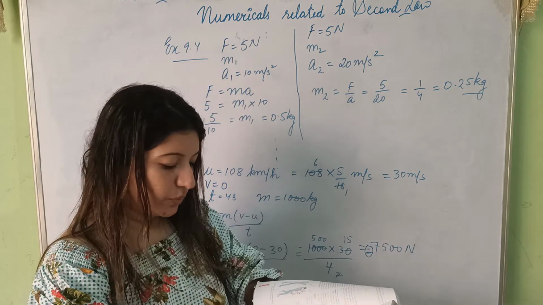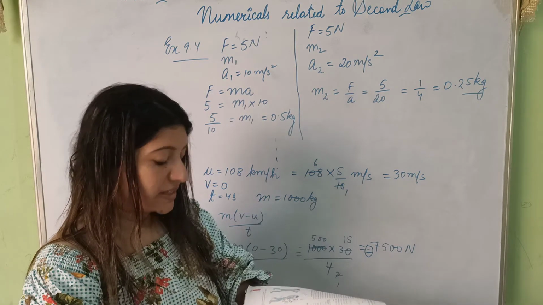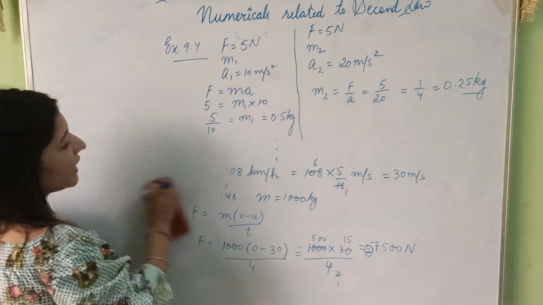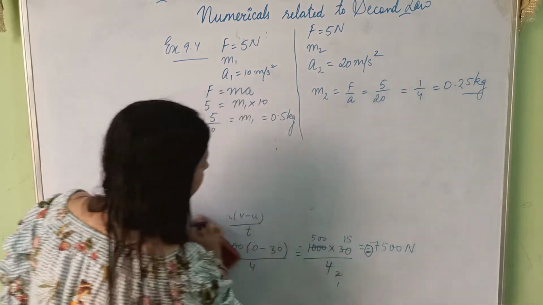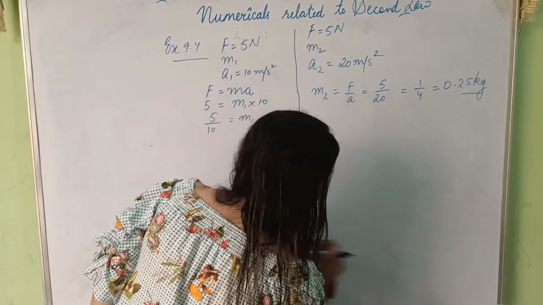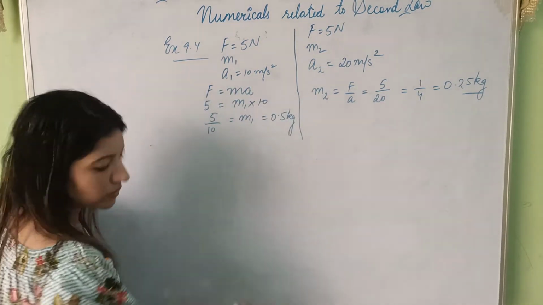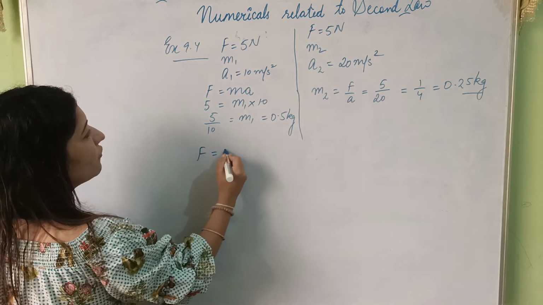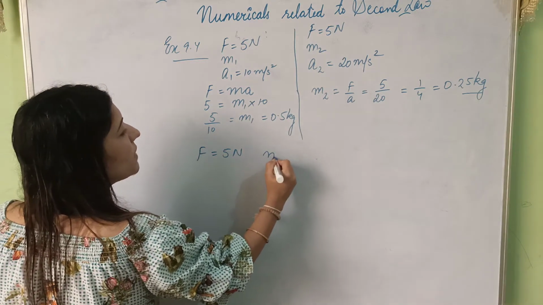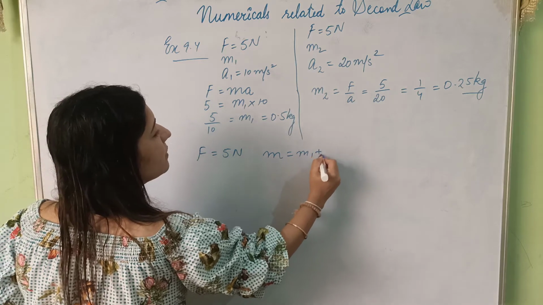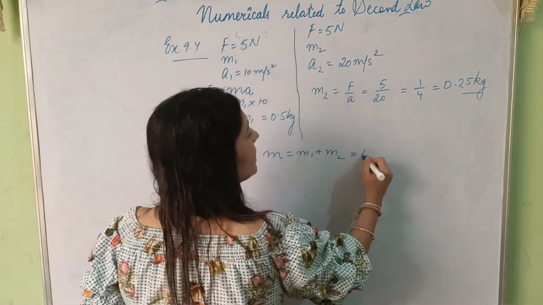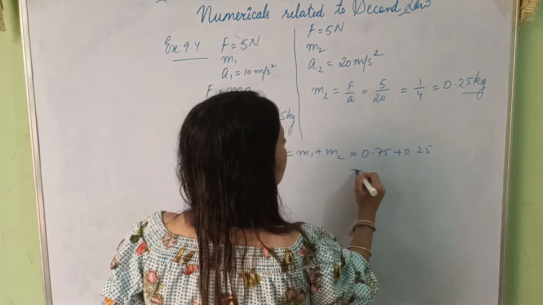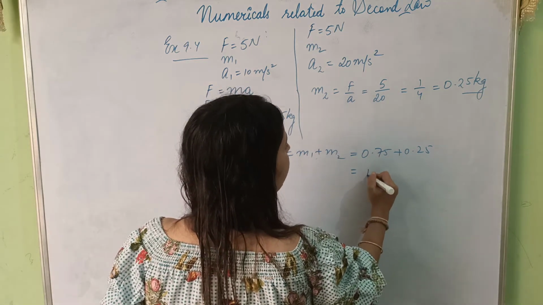Now, what is the question? What acceleration would it give if both the masses were tied together? You need to find the acceleration when we are adding both the masses. Your new mass is m1 plus m2, and you need to calculate the acceleration. The force is the same, 5 newtons. Your new mass is m1 plus m2, which is 0.75 plus 0.25, and this will come up to be 1 kg.